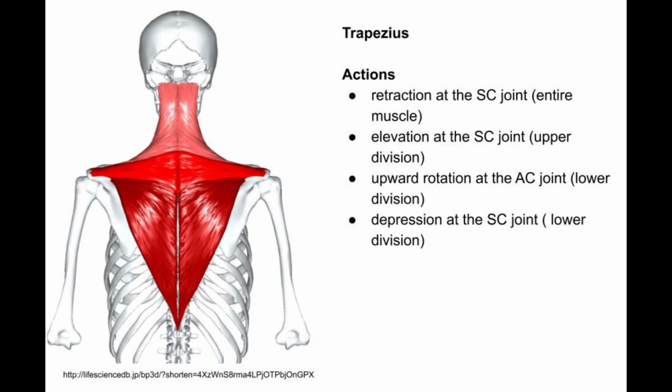And then finally we have depression at the SC joint. So the lower fibers of the trapezius also, as they pull down on the scapula, will have a moment arm or a torque that will pull down on the clavicle, which creates depression of the clavicle at the SC joint.